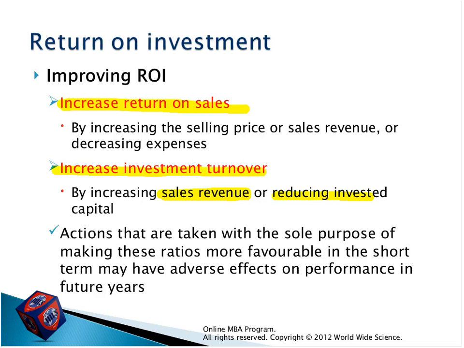So how can we improve the return on investment? Here are given to you two ways. The first one is to increase your return on sales by increasing the selling price of products or decreasing your expenses. Or just increase your investment turnover, by increasing the sales revenue or reducing your invested capital. So that means if you reduce your invested capital, you won't make any investments in a project, so that you can save the money.